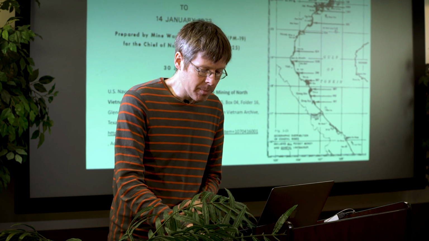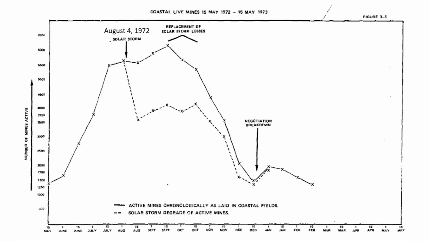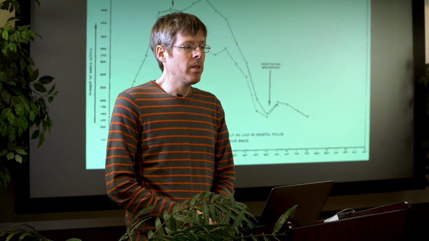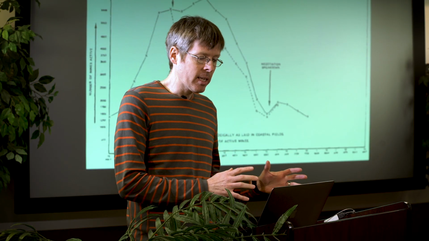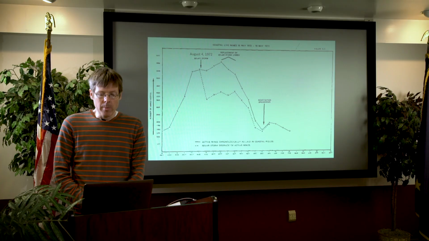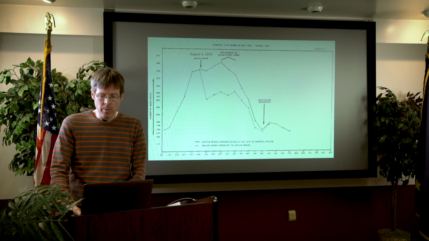And within that report is a figure, very small font here, but on the x-axis we see time in 1972. And on the y-axis it says number of mines active, numbering in the thousands. Solar storm is associated with August 4th, 1972. And then there's this replacement of solar storm losses. So it's a reminder of the unintended connection between technology and the natural world, and really high stakes for what is involved with these geomagnetic storms.